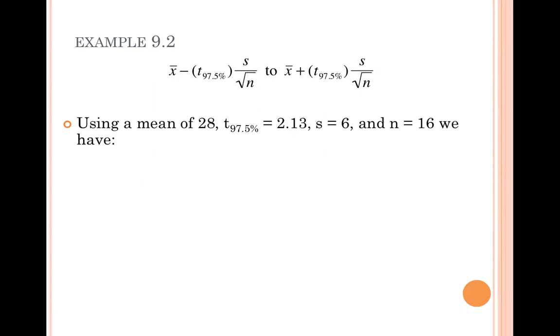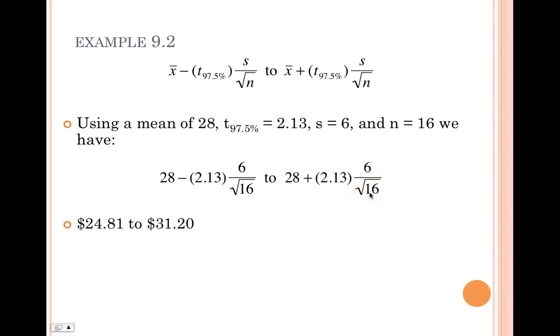So you plug in those values into the formula. So you have 28 minus 2.13 times 6 divided by the square root of 16 to 28 plus 2.13 times 6 divided by the square root of 16. And we get 24.81 to 31.20. Now again, because it's money, we're going to round to 2 decimal places.